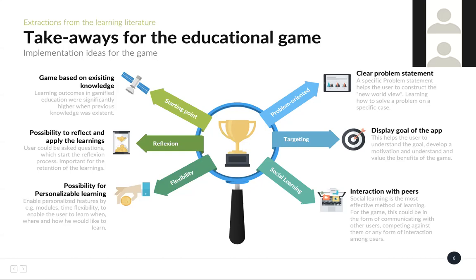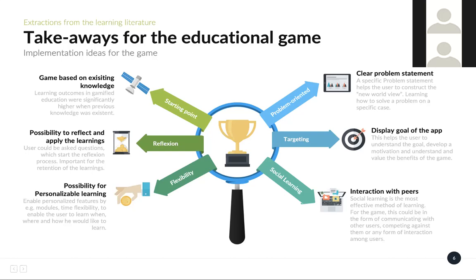So first of all, for the starting point, it would be really impactful if we knew what the users already know. For example, if they are from the banking industry, then we could set a certain standard, or if they're from fintechs, or if they are students, then we would have to set a different standard. So it would be important to base the game on the existing knowledge of the user. Then we could implement questions to support the reflection process, and put in parts where an active reflection is asked. Some form of flexible learning would be great in form of modules, for example, and also time flexibility.